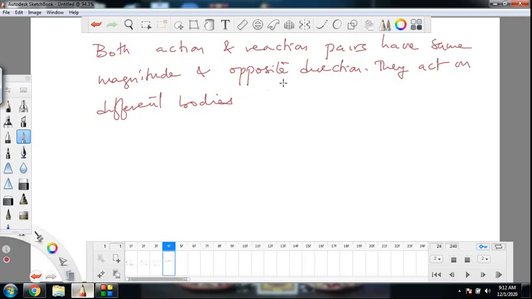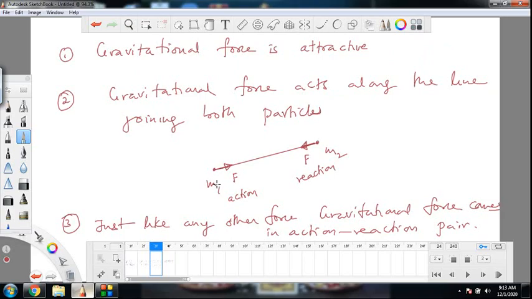So both action and reaction have the same magnitude, but they have opposite direction. They act on different bodies. They act simultaneously. This is very important. It is not that first you have the action, then after some time the reaction acts. No, both act simultaneously. So here in Newton's law of gravitation, the very instant m1 is exerting force on m2, that very instant m2 is exerting force on m1.